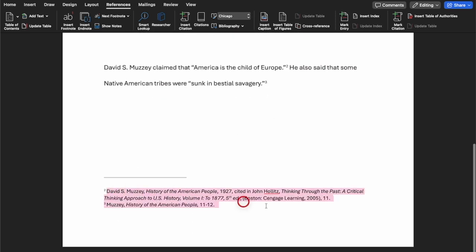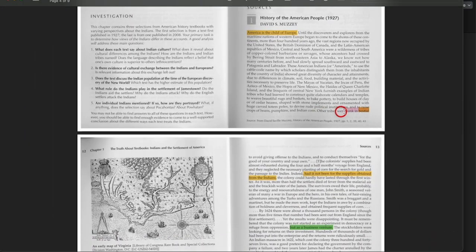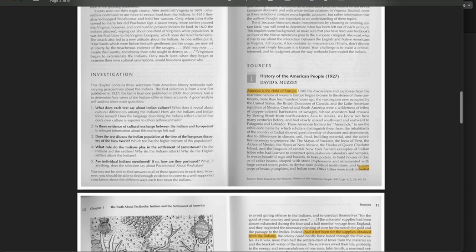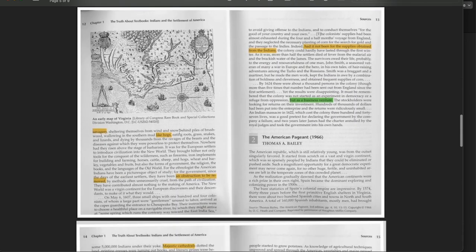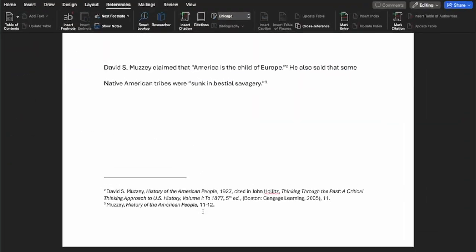But since I just put the whole citation right above here, I'm just going to do the short form, which I wouldn't even put his whole name. Just put his last name, Muzzy, comma, his book title, History of the American People, comma, page number. And since my quote spanned two different pages, see, sunk in bestial, that's page 11, savagery, now we're on page 12. If that ever happens to you, just do 11 through 12, because it's on both pages.